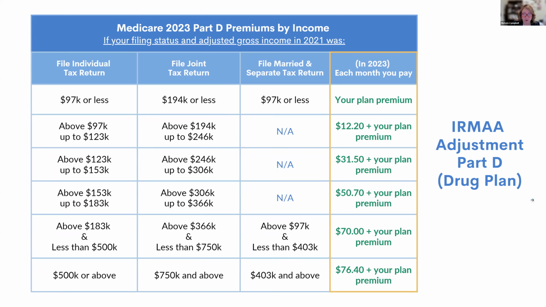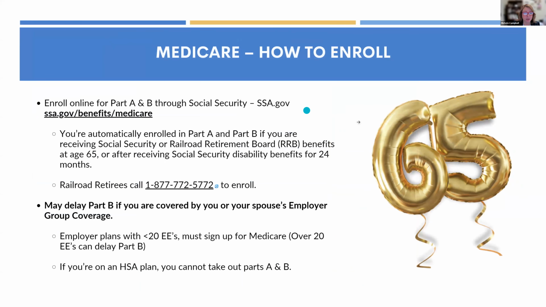And again, it's a 2-year look back. So to enroll in Medicare, you go to Social Security or SSA.gov. You will be automatically enrolled into Medicare A and B if you're collecting Social Security already. If you're on Social Security disability, after 24 months, they'll enroll you automatically.